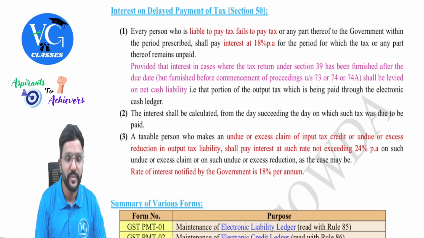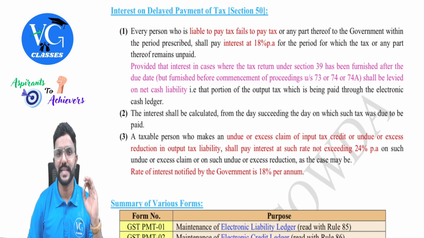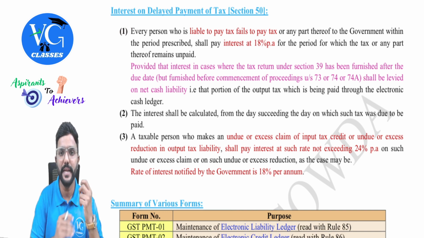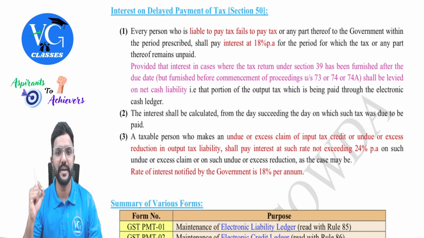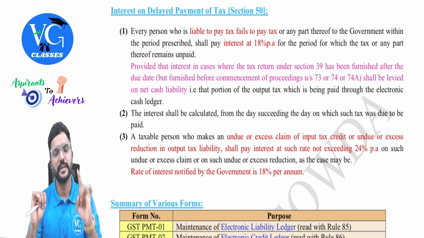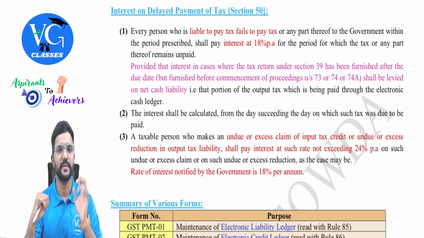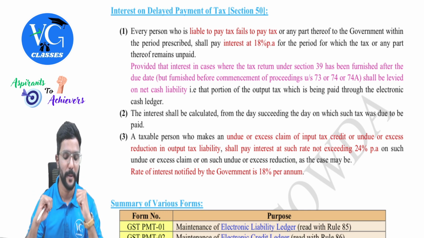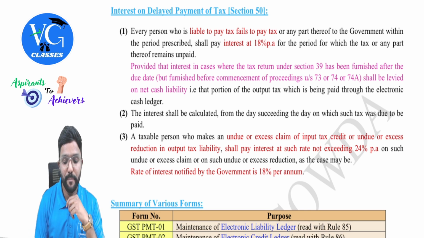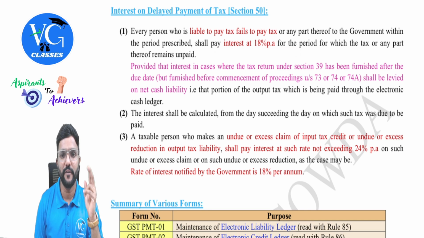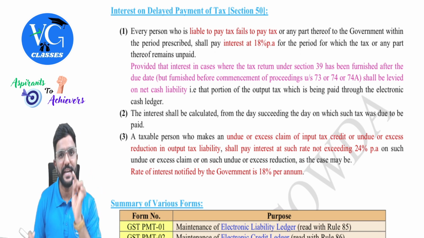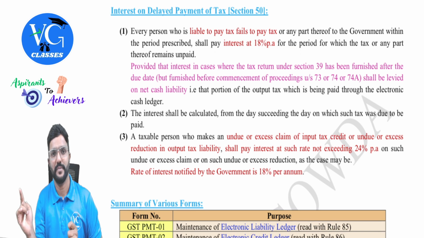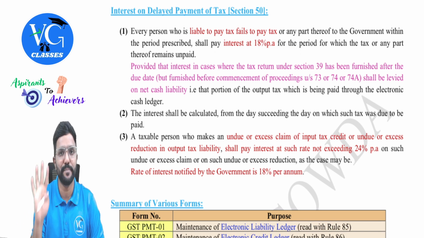Let us see. Section 50 subsection 1. Every person who is liable to pay tax fails to pay tax or any part thereof to the government within the period prescribed. That is, there are different due dates, but for the person who is under section 9, the due date to pay GST is 20th of next month, which is nothing but the due date to file GSTR 3B itself, guys. Shall pay interest at 18% per annum for the period for which the tax or any part thereof remains unpaid. That is from 21st of next month till the day you paid. Interest will be calculated at 18% per annum.